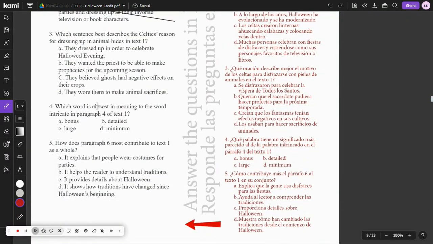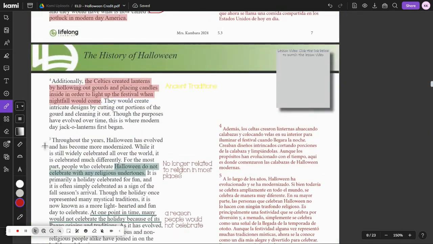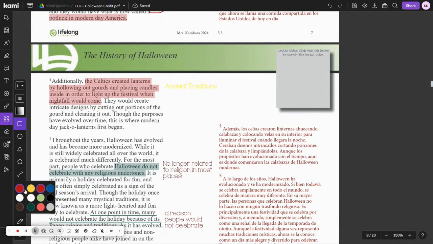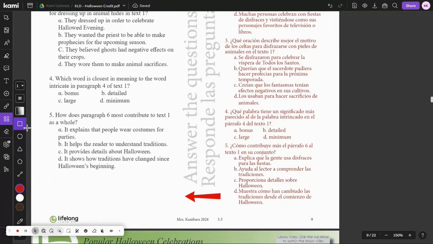Next, it says, which word is closest in meaning to the word intricate in paragraph 4 of text 1? So we're going to come up here, and the paragraphs have little numbers here, right? So I'm going to look for the word intricate. They would create intricate designs by cutting out portions of the gourd and cleaning it out. So intricate means detailed. So we're going to highlight that one.